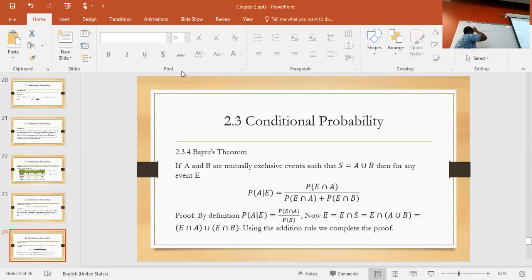So I have been waiting. Do I need to rewrite this? Can we just move on to the proof? Do I need to rewrite this theorem? You have it already, right? So what we are saying in this theorem is that if you have a partition of the sample space, you can use it to define the probability of any of those partitions given any event E.